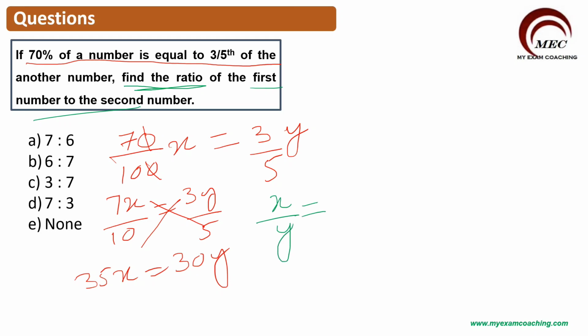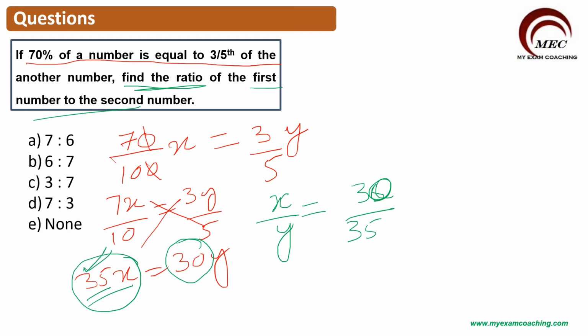Now here you can see, with x, what is the number? With x, 35 is the number. So 35 will come down. And with y, what is the number? 30 is the number. 30 will go to the top. Understand it very clearly. With the x, 35. Here x is on the top. So with the x, 35 is the number that will come down. And with the y, 30 is the number. 30 will go to the top.